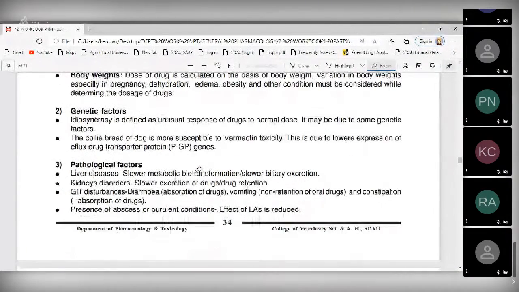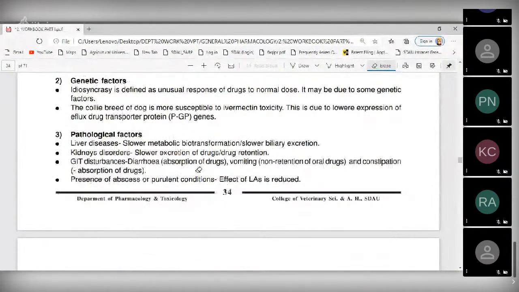Then genetic factors are always there in any kind of physiology or biology. In certain species, certain breeds are highly sensitive to the toxic effect of a particular drug. For example, ivermectin is practically non-toxic to cattle and buffalo and most breeds of dog. But the collie breed of dog is highly susceptible, and if you give ivermectin to this collie breed, it will definitely produce toxic effect and mortality.